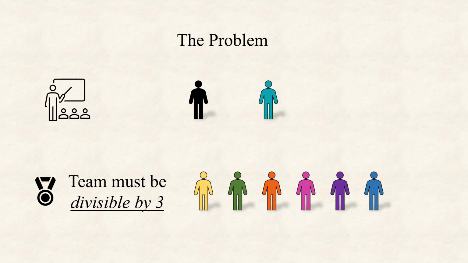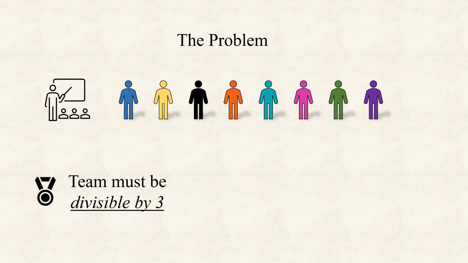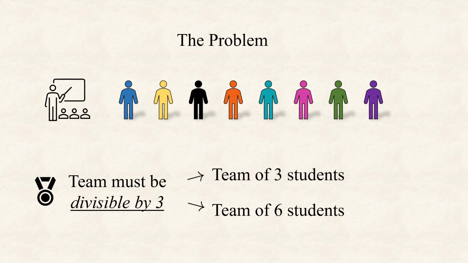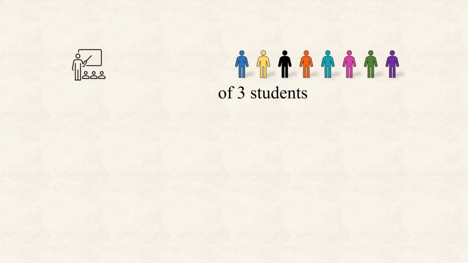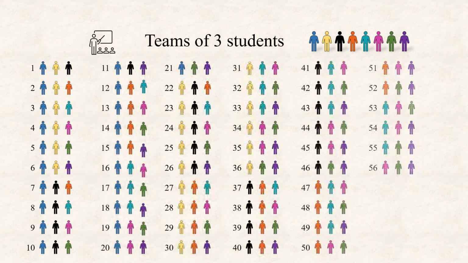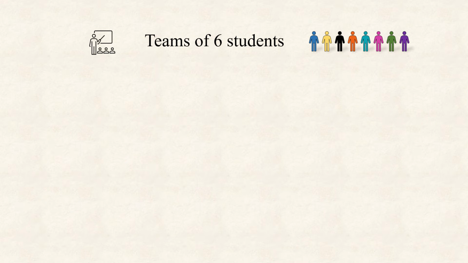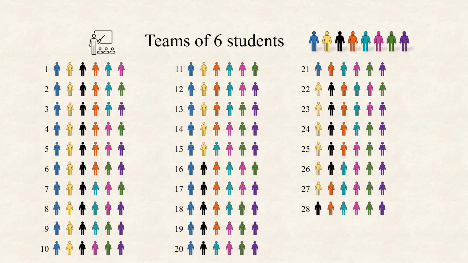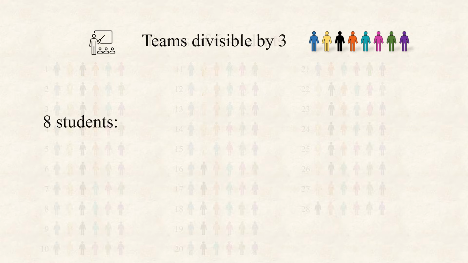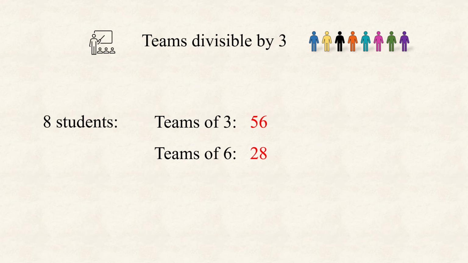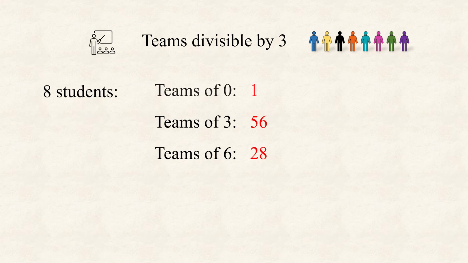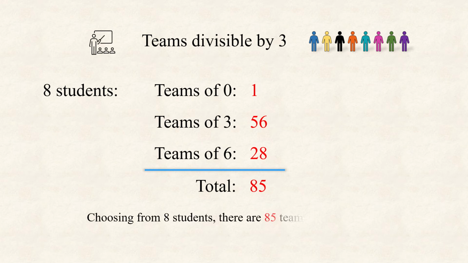So in this example, when there are 8 students to choose from, the team can only consist of 3 or 6 students. It turns out there are 56 possible teams of 3, and here all of them are. Instead, if you want a team with 6 members, there are 28 possible teams. Again, here they are. So 56 teams of 3 and 28 teams of 6. Also, there is this one additional choice of not choosing any student at all, as 0 is also divisible by 3. So in total, when choosing from 8 students, there are 85 different possible teams.